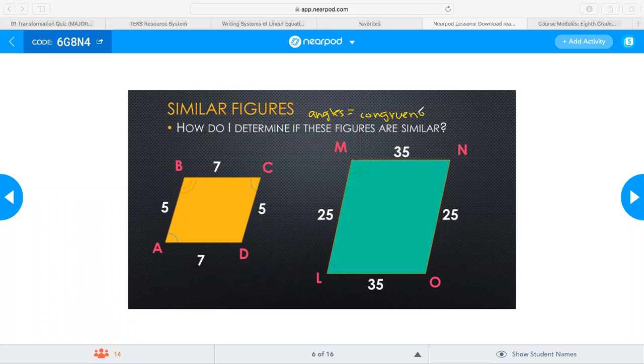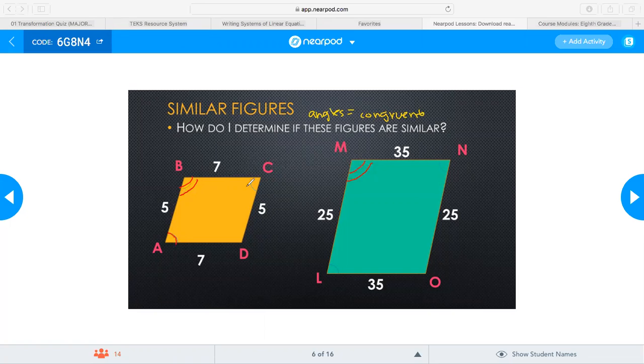So for sakes of your notes, I would not draw this one down right now. I'm going to tell you which one I think you should draw down. If you notice, it's kind of hard to see, but here on this angle B, on this figure right here, there's two lines. Do y'all see these two lines right here? And on angle M, they have the same two lines. Those two lines are telling me that these angles are congruent.